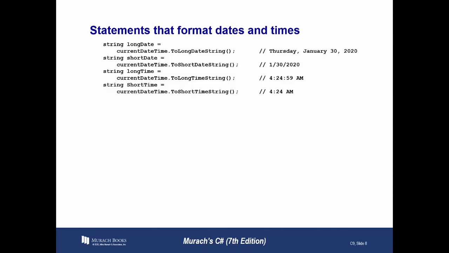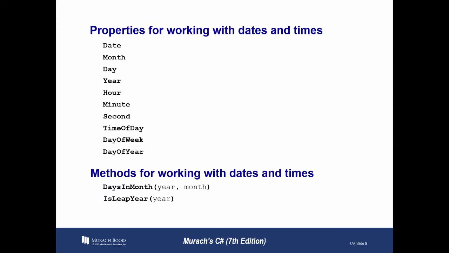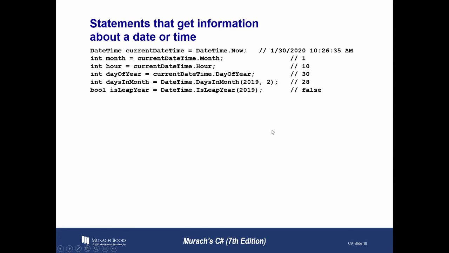Okay. And here's some more examples on the formatting of dates and times. So these are the properties that we're working with for dates and times: date, month, day, year, hour, minute, second, time of day, day of week, and day of year. Okay, and then there's methods that are specific to that. So these are the methods that you want to call, and these are the properties. Okay, and then you can see what's going on here.